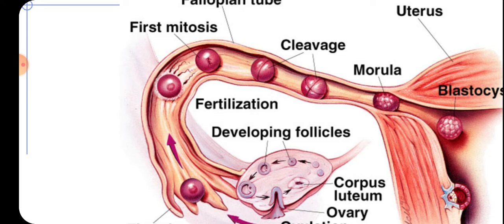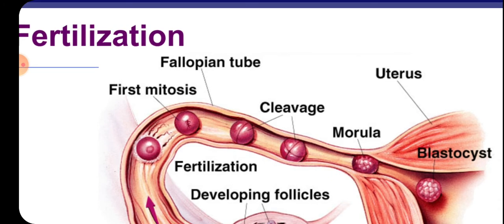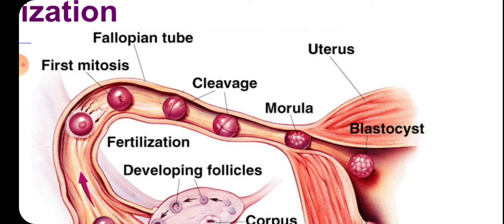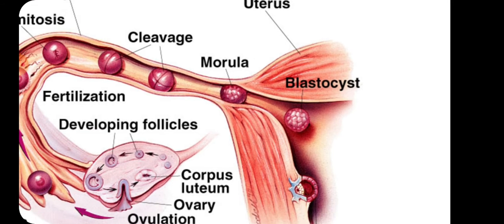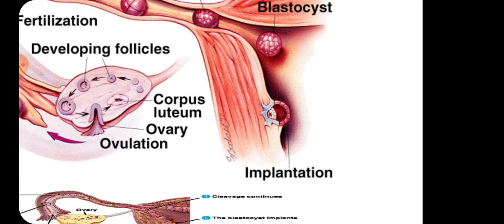First, mitosis takes place within the fallopian tube. After the first mitosis, the zygote undergoes rapid division to form many cells, which is called cleavage. After cleavage, a small ball of cells which continuously divide by the mitotic process, a morula is formed. The morula travels to the uterus where it is known as the blastocyst. This blastocyst gets implanted in the endometrium lining of the uterus. This process is known as implantation.